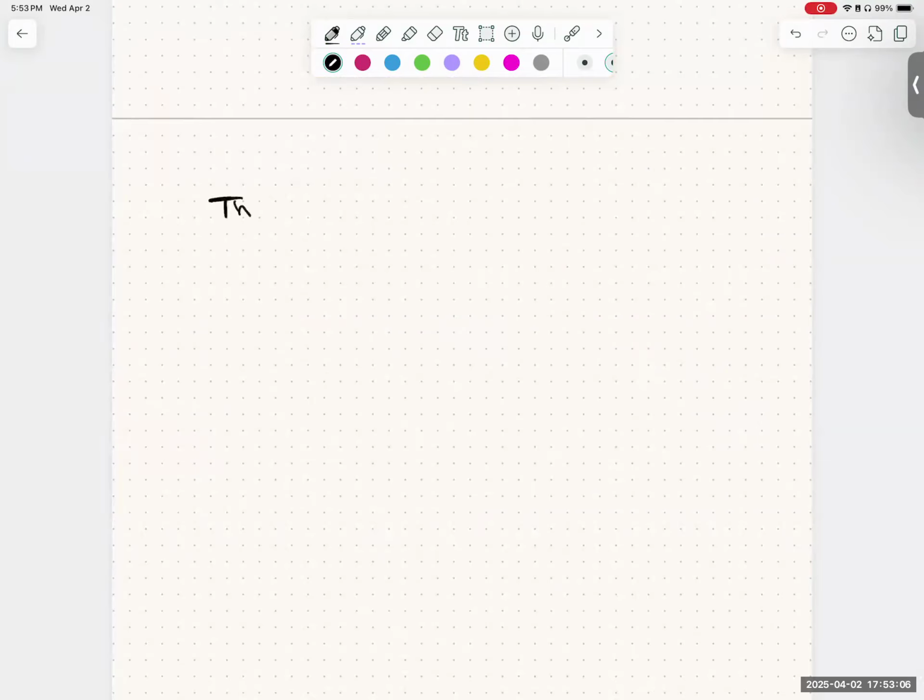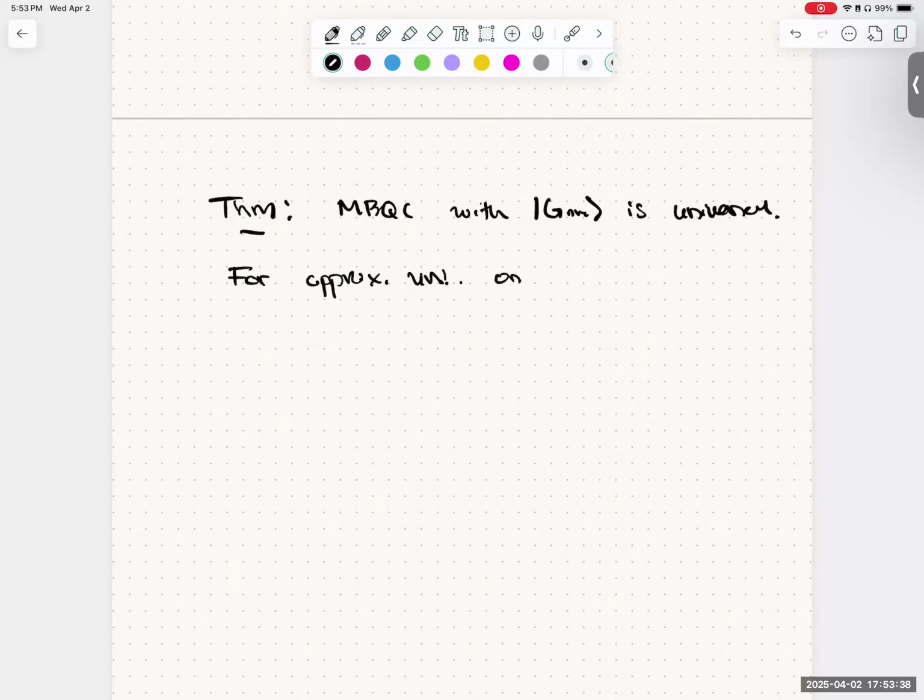And then we have a theorem that MBQC with brickwork, let me just write it, is universal. For approximate universality, only measurement angles alpha 0, plus or minus pi over 2, plus or minus pi over 4 are needed.